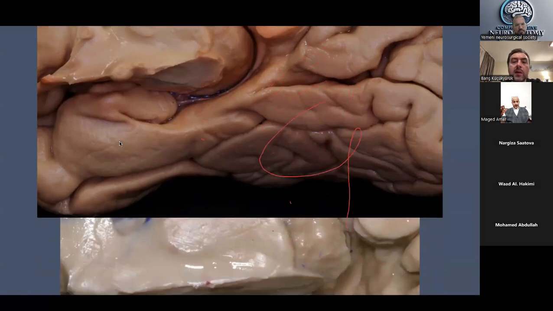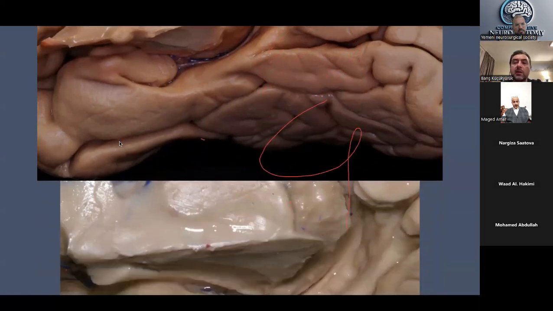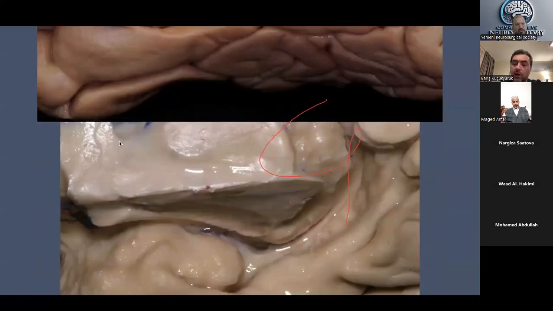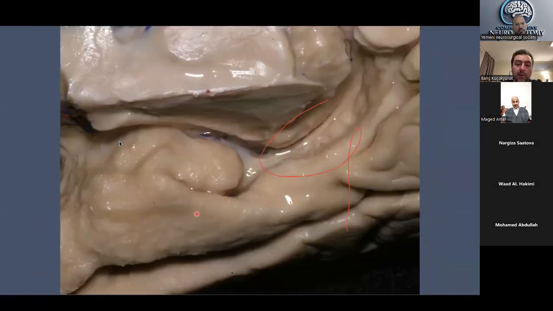Now we see more closely the mesial temporal structures. Mainly, we can divide this again into the uncus and the parahippocampal gyrus, which is anterior to the uncus, and the posterior parahippocampal gyrus. Let's look first at the posterior part, I mean the parahippocampal gyrus.